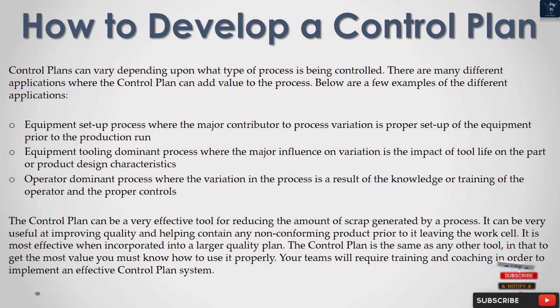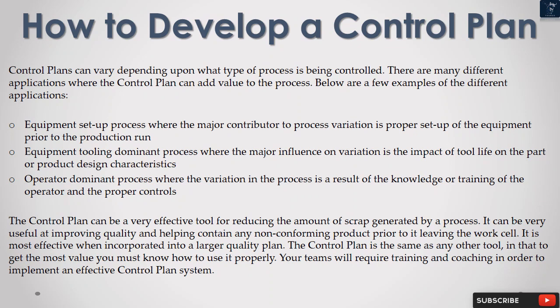Control plans can vary depending upon what type of process is being controlled. There are many different applications where the control plan can add value to the process. Below are a few examples of the different applications. Equipment setup process, where the major contributor to process variation is proper setup of the equipment prior to the production run. Equipment tooling dominant process, where the major influence on variation is the impact of tool life on the part or product design characteristics. Operator dominant process, where the variation in the process is a result of the knowledge or training of the operator and the proper controls.